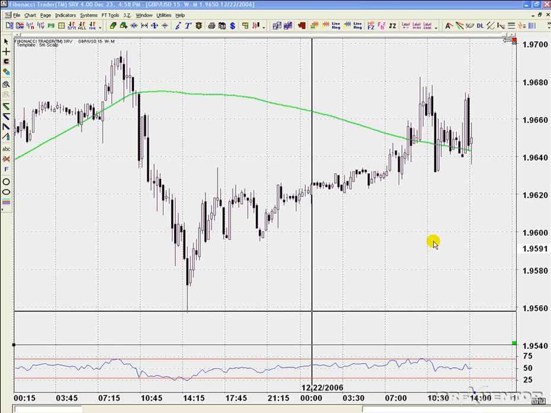I want to show you one of my favorite types of trades. Let's say, for example, you're having a kind of slow day, or maybe you've taken some losses. I want to show you a trade that has a high level of probability associated with it. And this is a British pound 15-minute chart.